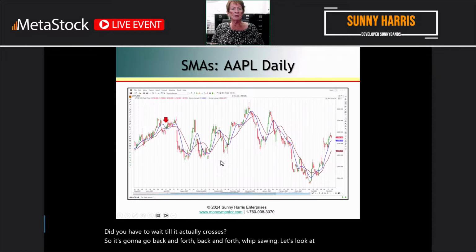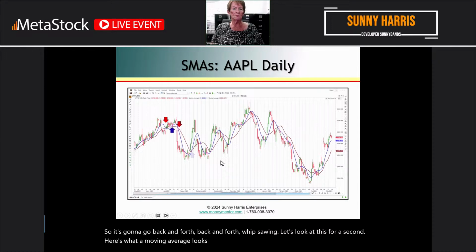Let's look at this for a second. Here's what a moving average looks like. These are the signals.